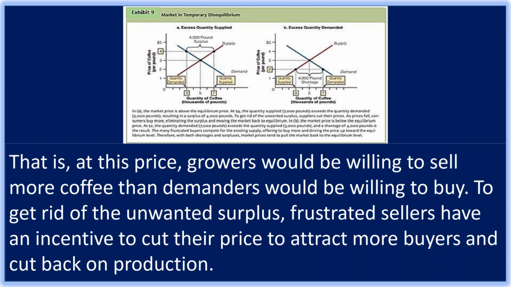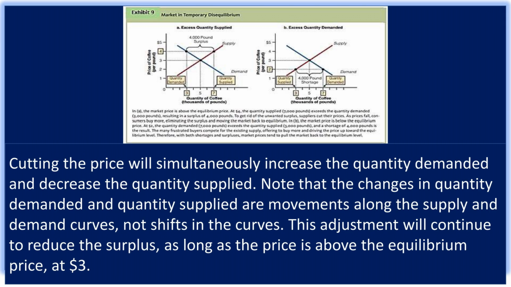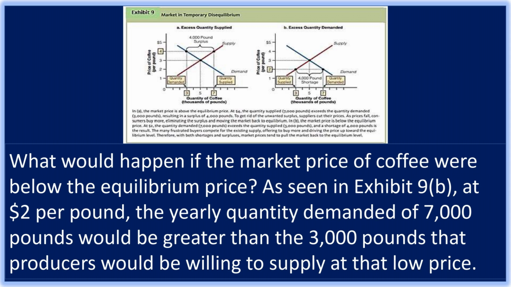To eradicate the unwanted surplus, frustrated sellers have an incentive to cut their price to attract more buyers and cut back on production. Cutting the price will simultaneously increase the quantity demanded and decrease quantity supplied. Note that the changes in quantity demanded and quantity supplied are movements along the supply and demand curves, not shifts in the curves. This adjustment will continue to reduce the surplus as long as the price is above the equilibrium price of $3. However, what would happen if the market price of coffee were below the equilibrium price?